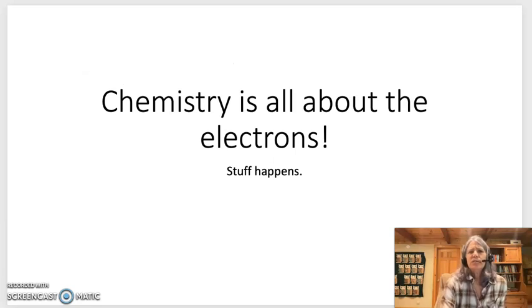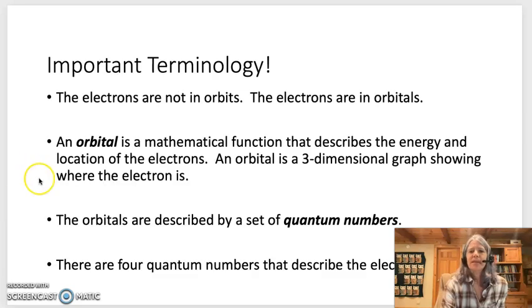So remember, chemistry is all about the electrons. Stuff happens because of the electrons. And that's why we're taking so much time to understand where the electrons are in the atom and how they behave. So there's all this important terminology.